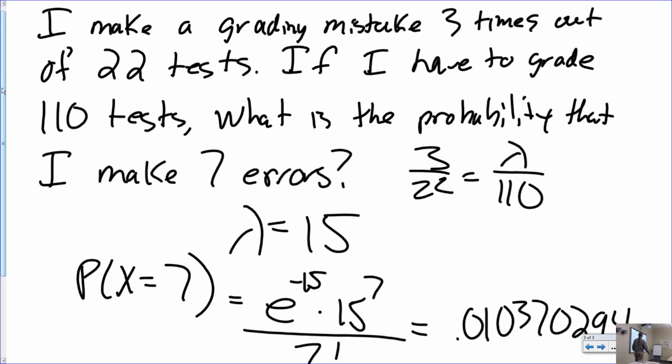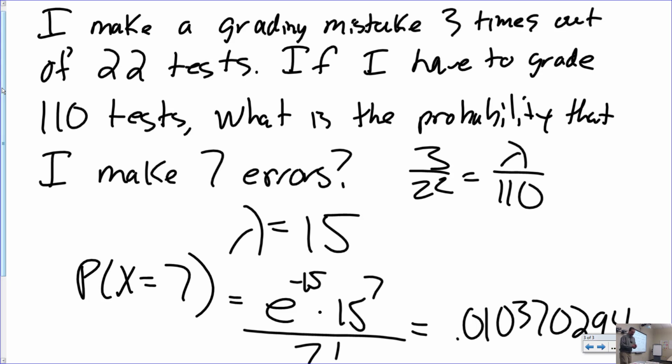So if my average is 15, what's the likelihood that I'm at half of that? That's pretty rare. And so it works out. That's a good day for you. Hopefully this is not a real rendition of my grading capabilities, but that's the idea.